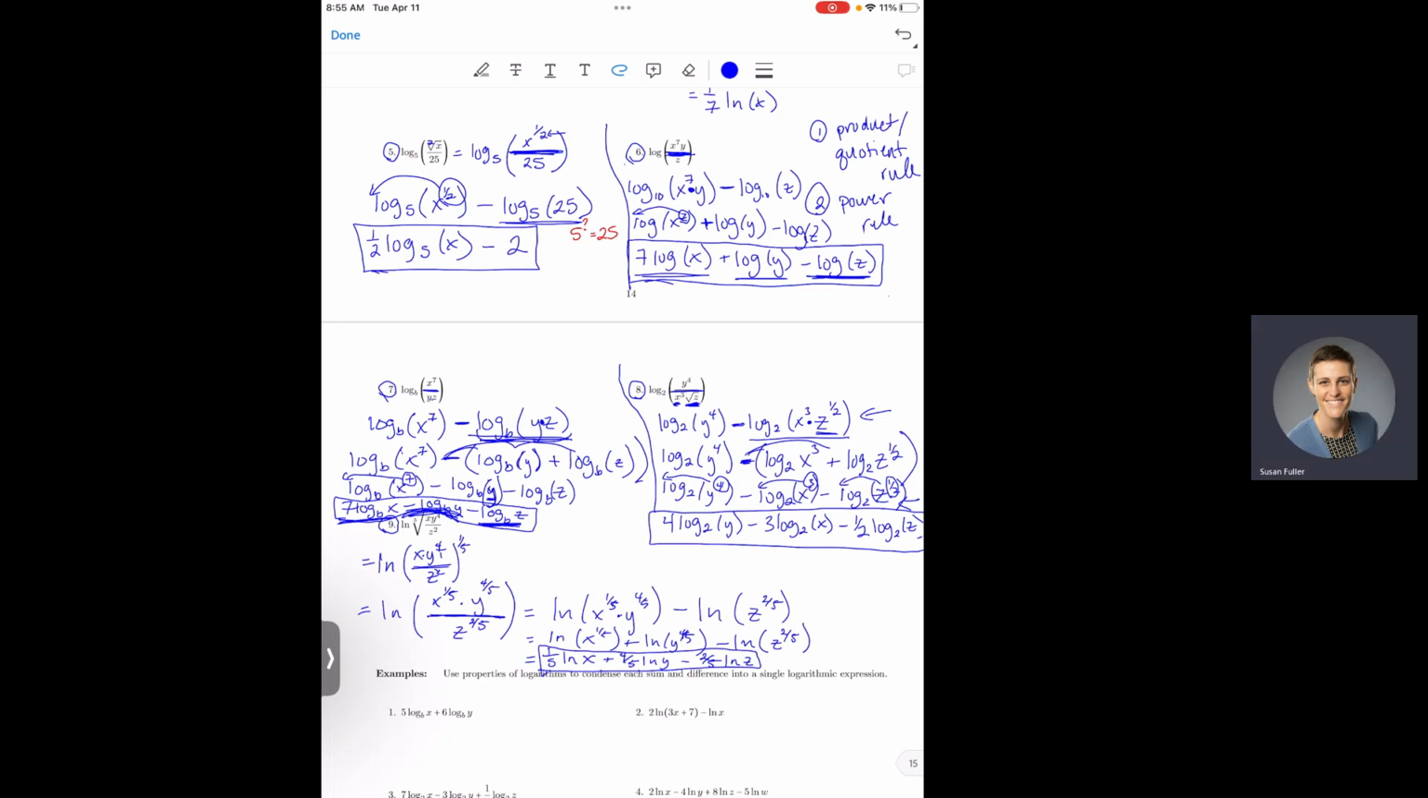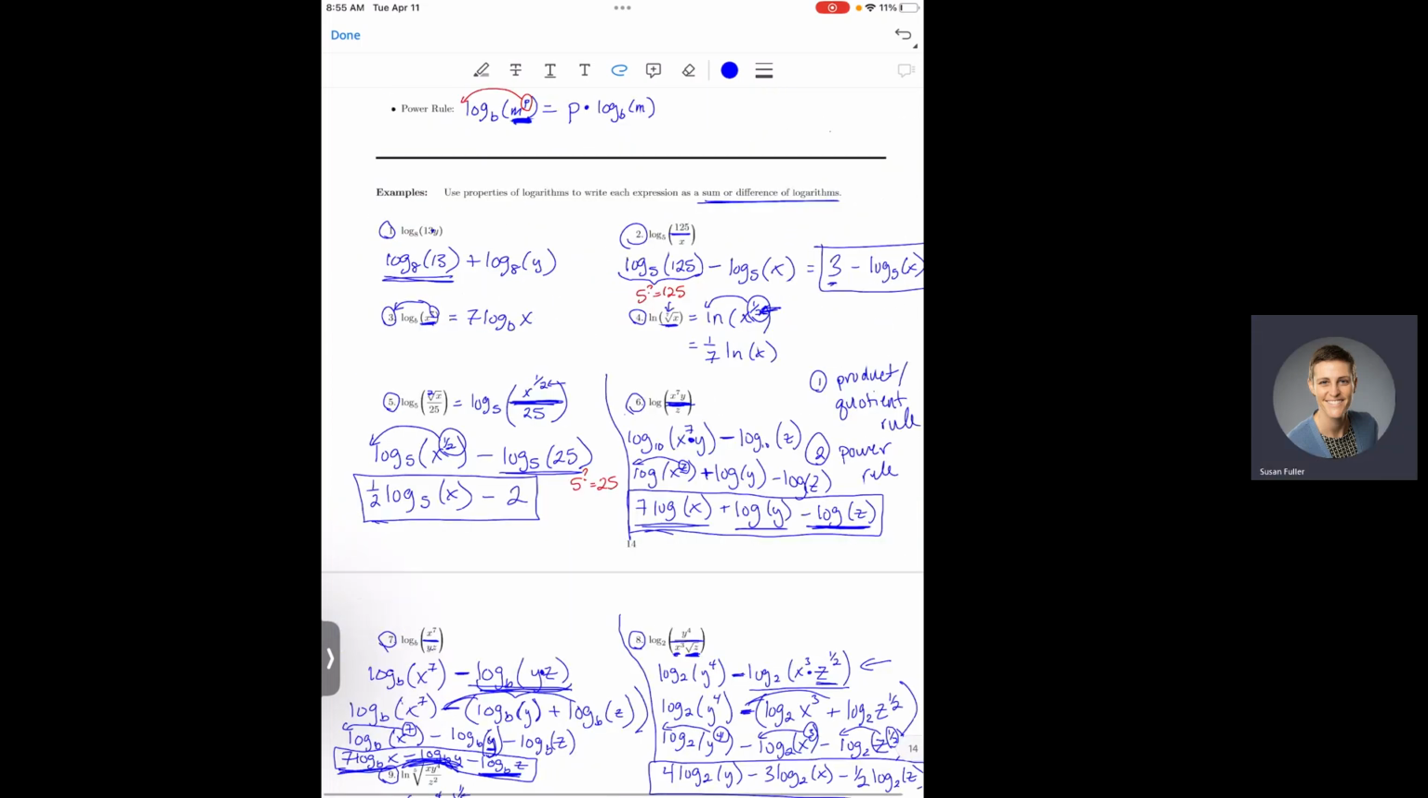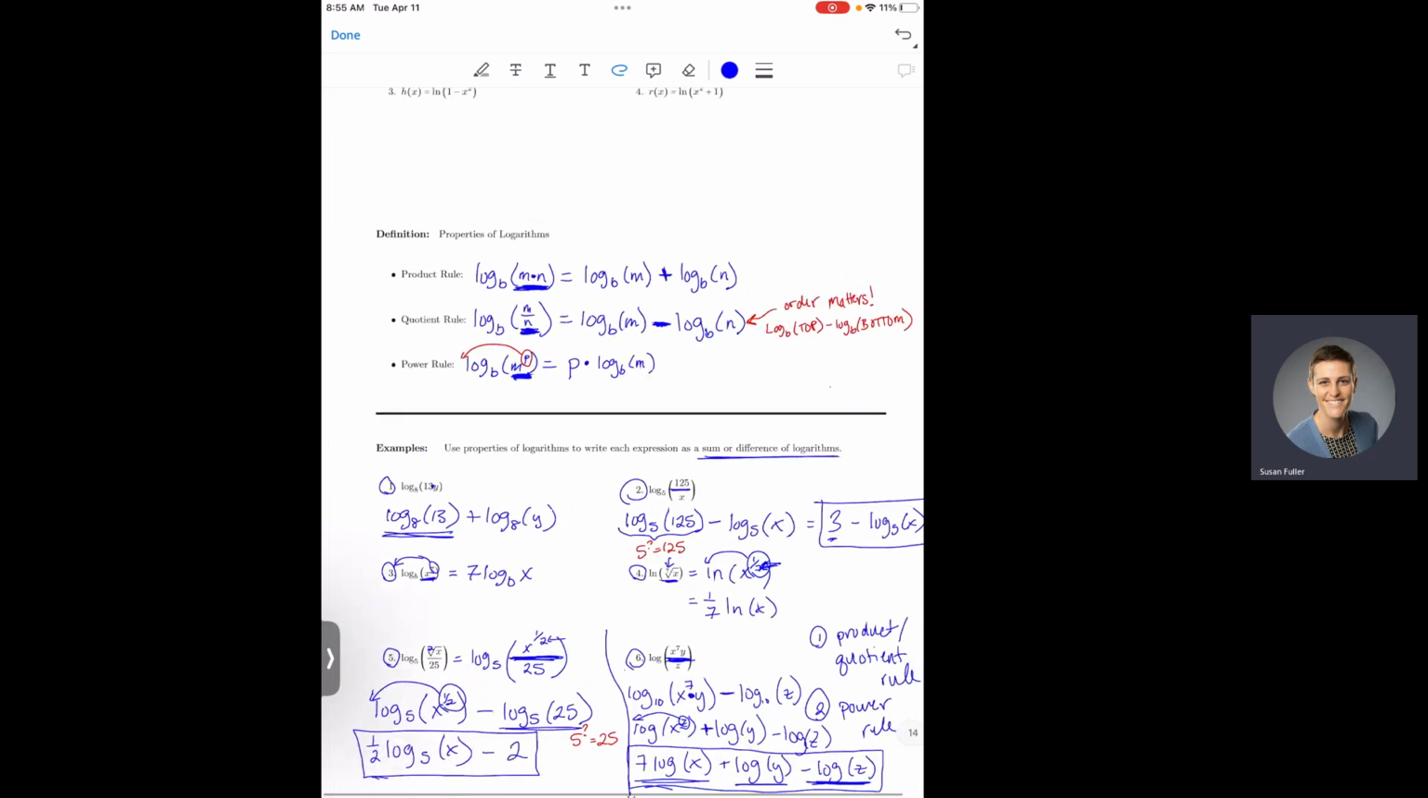All right, so that is how we expand logarithms. Again, we're using our product, quotient, and power rules. Do the quotient rule first, do the division, then apply product rules, and save that power rule for last.